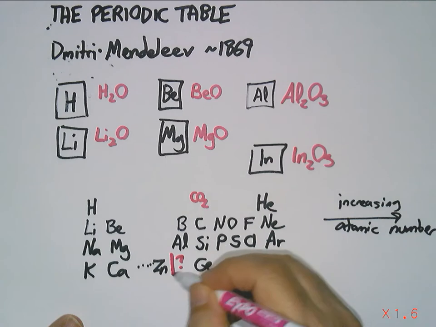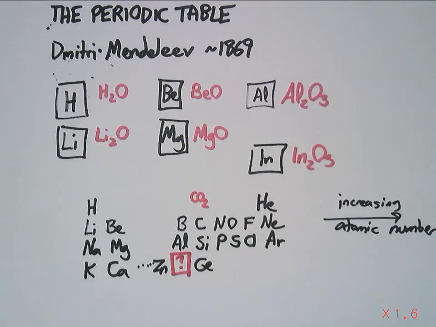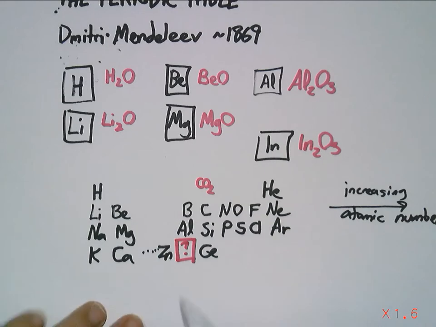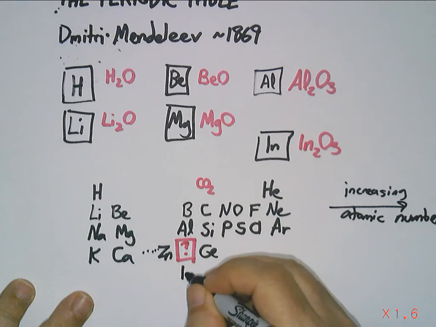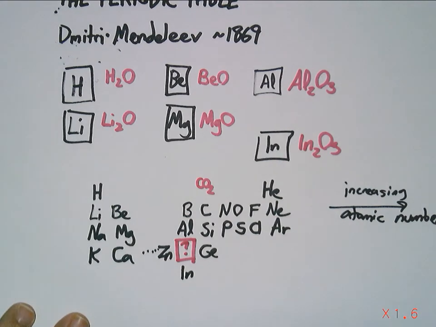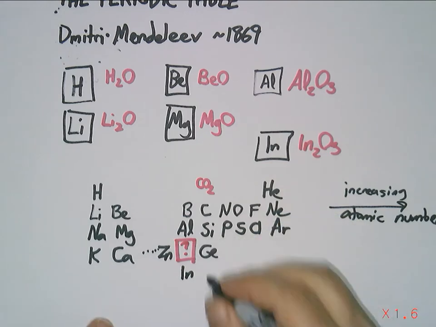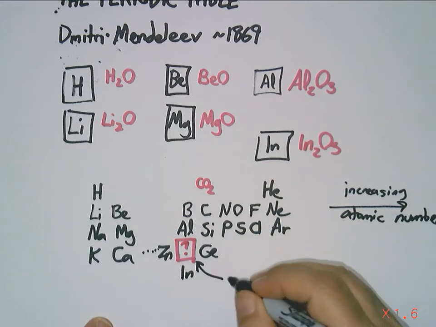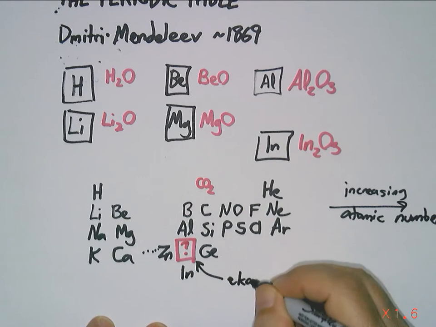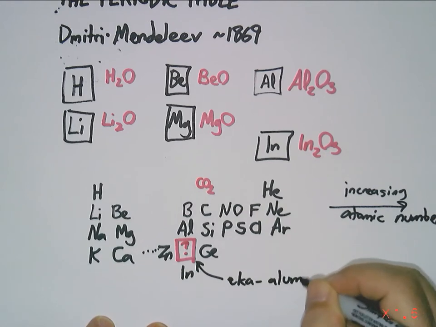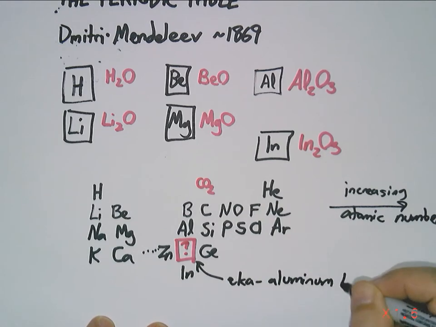He said, there's a missing element in there. I don't know what this element is. You're going to discover it someday. But if I look at the other cards that are around this, when I deal them out, I can predict some things about this missing element. I'm going to call it Eka aluminum. And he even gave it a symbol, Ea.